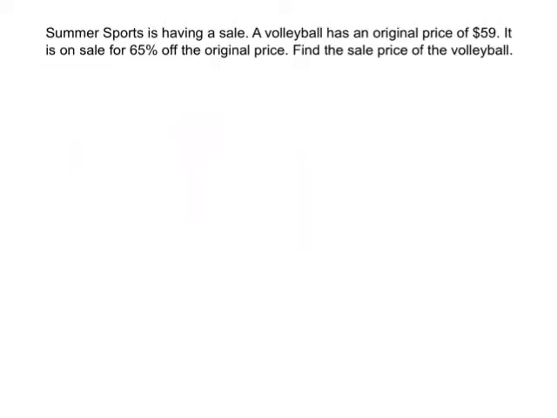Summer Sports is having a sale. A volleyball has an original price of $59 and it is on sale for 65% off the original price. We're going to find the sale price of the volleyball. Just like when you're in a store and you have a sale going on, a sale means that I am going to take away from whatever the original price is. So I need to take away 65% of this 59. So the first thing I'm going to do is find the discount.